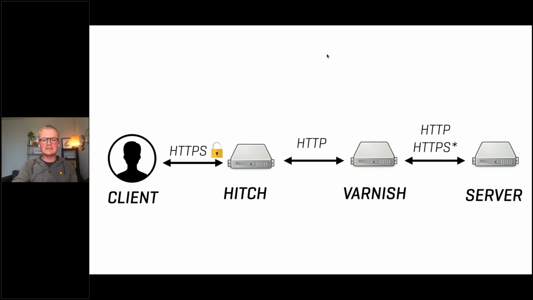So what happens here is that you get an extra piece of proxy in front of it. You have a proxy in front of a proxy, but Hitch takes care of the crypto bits and then talks plain HTTP to Varnish. And Varnish can then examine, using the proxy protocol, as we explained, what the IP address and the protocol information was of the client.